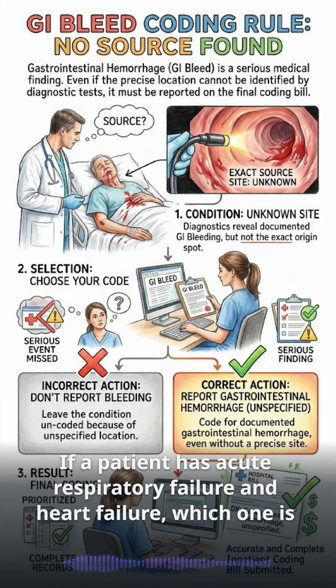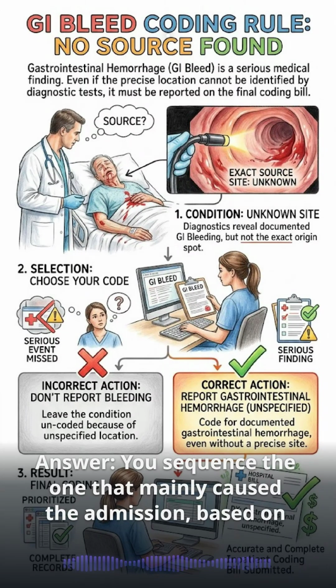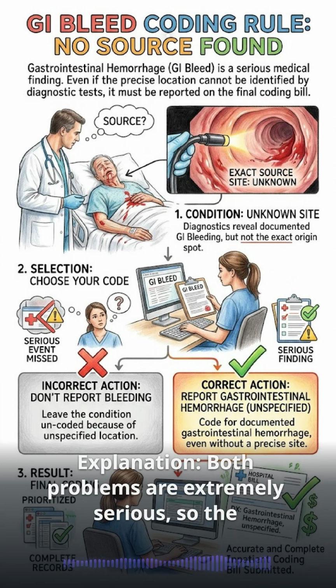49. If a patient has acute respiratory failure and heart failure, which one is sequenced first? You sequence the one that mainly caused the admission, based on the doctor's discharge summary. Both problems are extremely serious, so the doctor must tell you which one was worse.